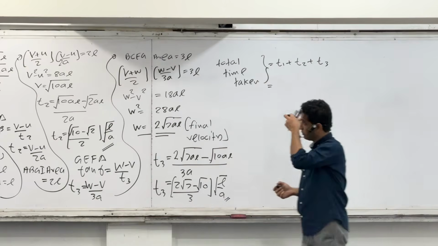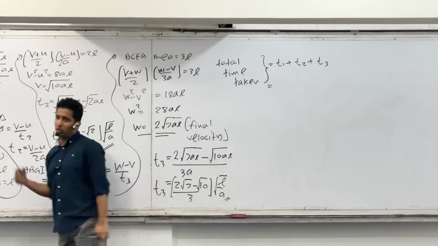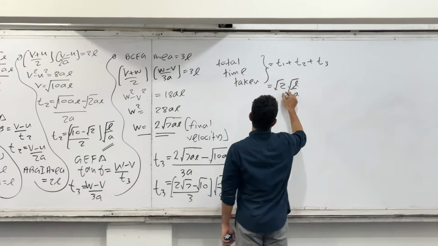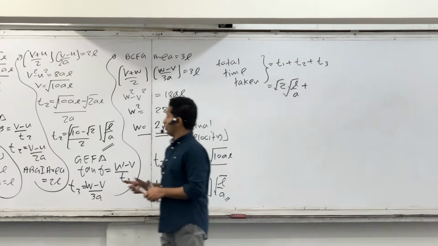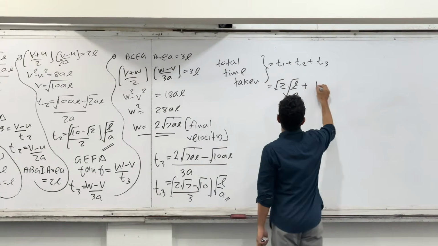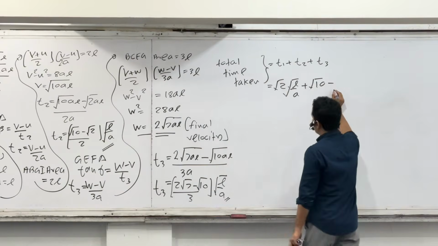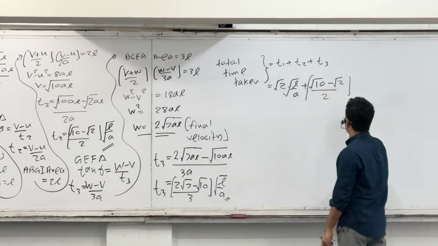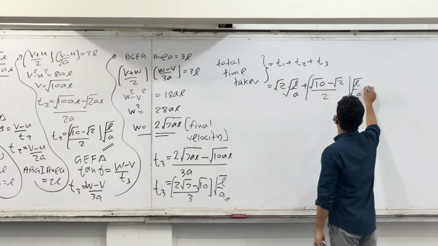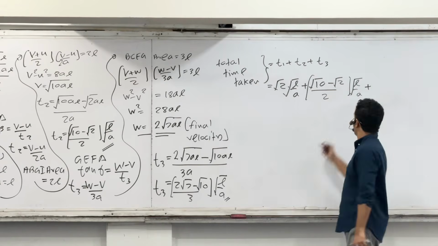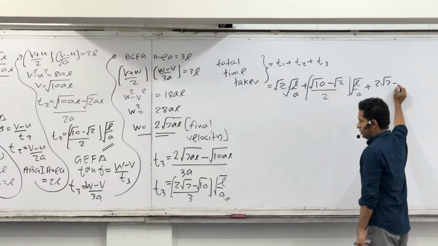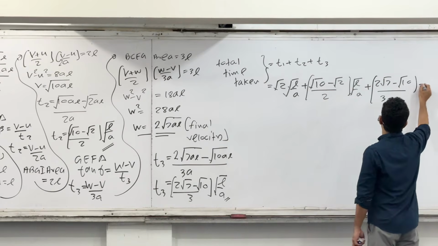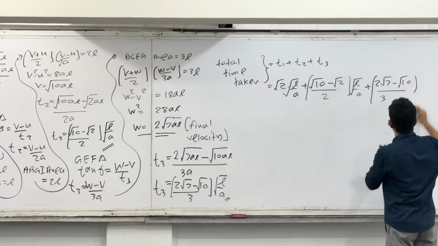What was T1? Root 2 times L over A root. And what was T2? Root 10 minus root 2, divided by 2, times L over A root. Plus T3, this one: 2 root 7 minus root 10, divided by 3, times L over A root.